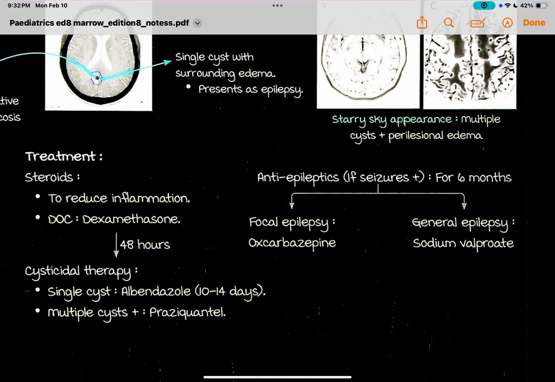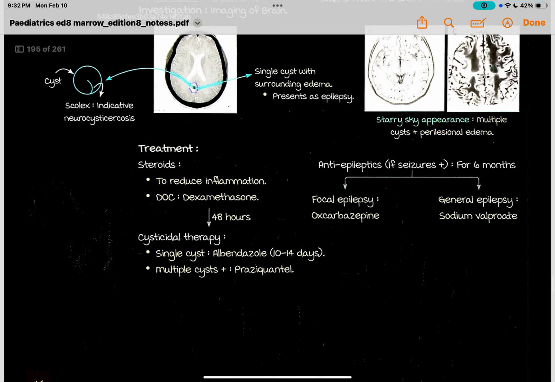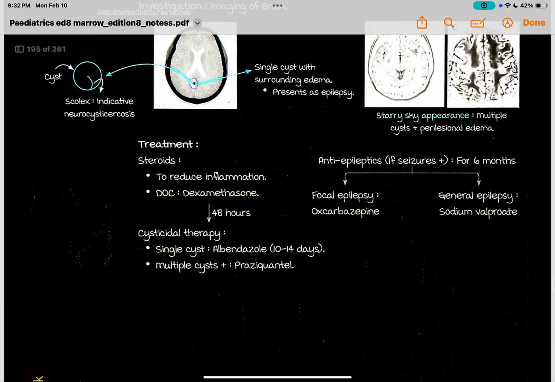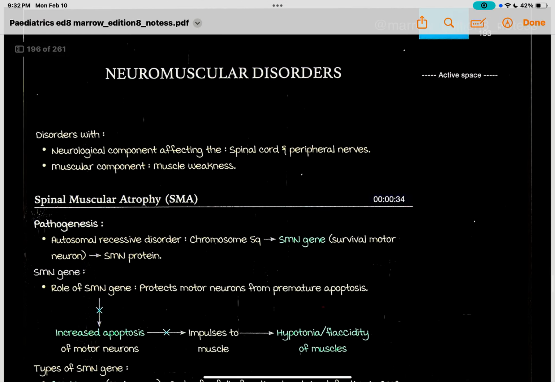Anti-epileptics are given if seizures are present for more than 6 months. For focal epilepsy you give oxcarbazepine, and for generalized epilepsy you give sodium valproate.